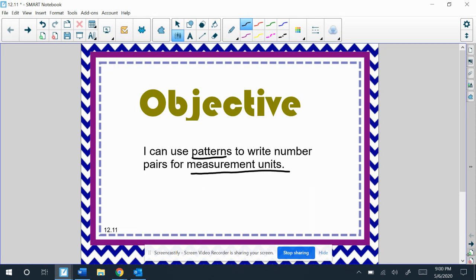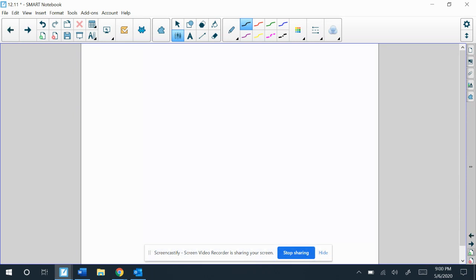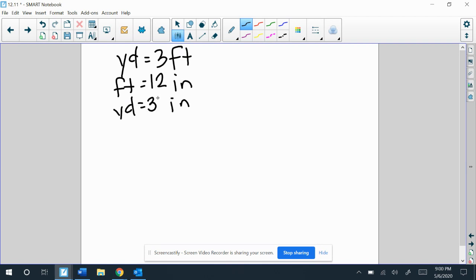For everything we've learned through chapter 12, we have our length, which is yards and feet, which is 3. We have feet and inches, which is 12. And we have yards to inches, which is 36. This was one of the first things we learned. Please write these things down now because we are going to be needing to use them and remember them as we finish this lesson.